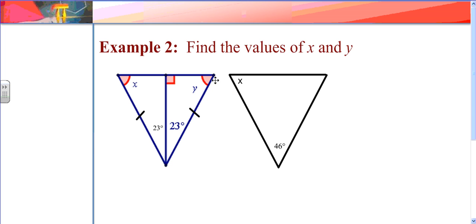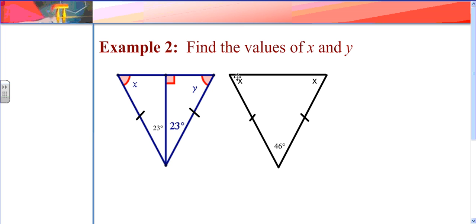But since those are the base angles of this isosceles triangle, x and y have to be congruent, don't they? So instead of y, I'm going to say this other angle is also x, because they're congruent to each other. X and y are the same. So we'll say that's x, and this is 46.